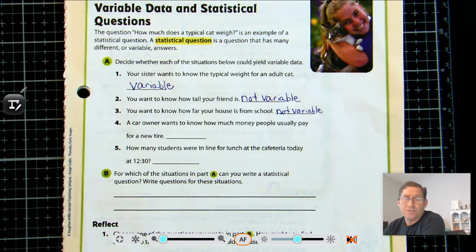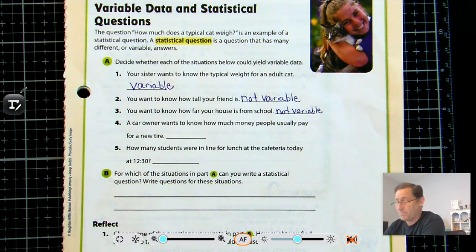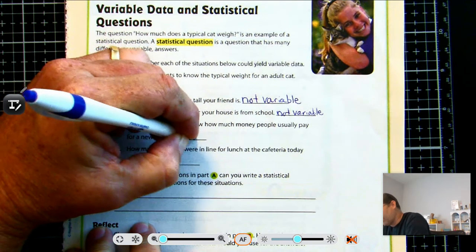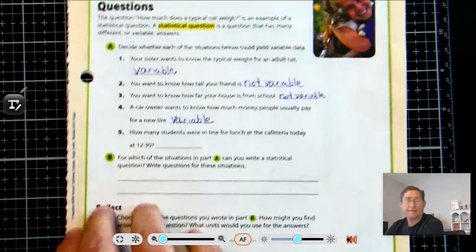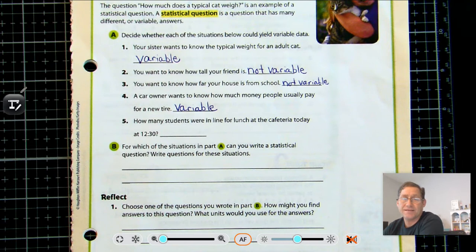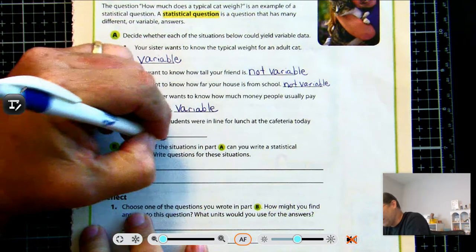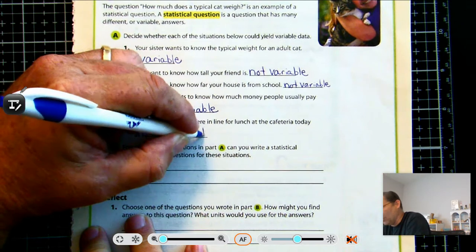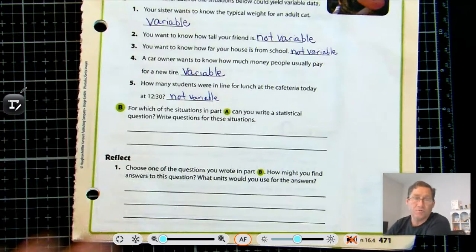A car owner wants to know how much money people usually pay for a new tire. That is variable. Okay, number 5. How many students were in line for lunch at the cafeteria today at 12:30? Okay, there's no way, it's only one day and one time period, so it's not variable. If you collected information about the whole week, it would be variable.